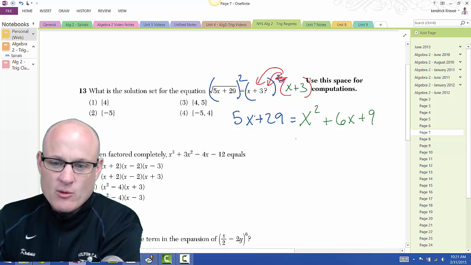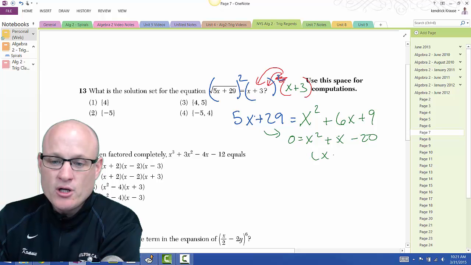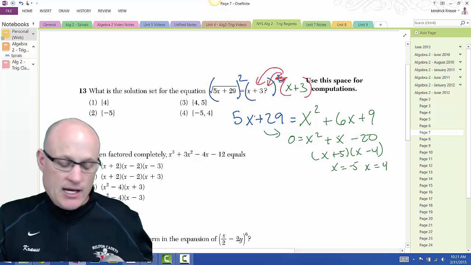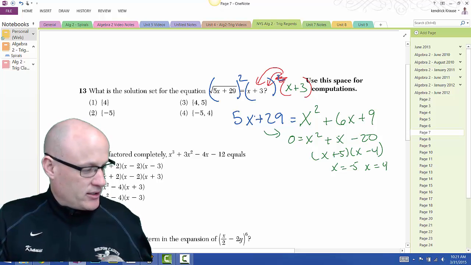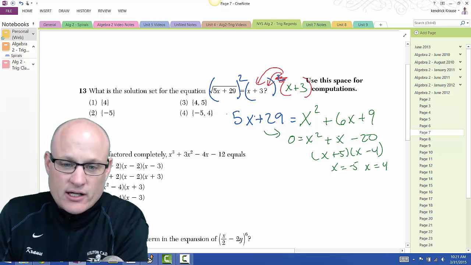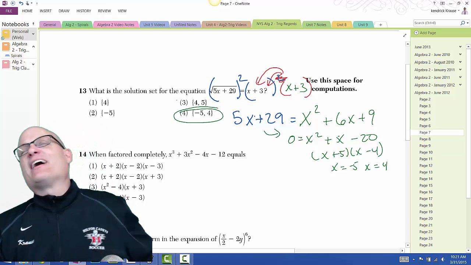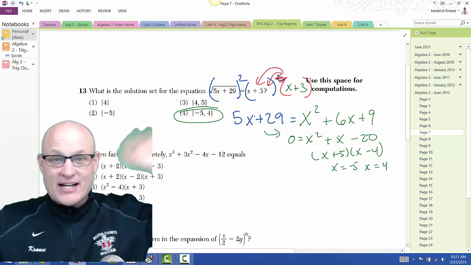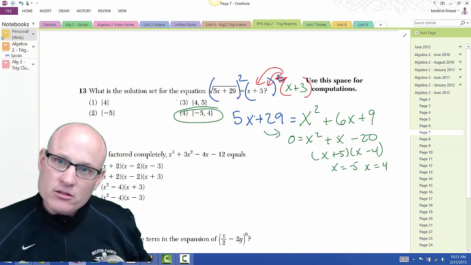Okay, so I want to move all this stuff over, so I get 0 equals x squared plus x minus 20. Factor it, x plus 5, x minus 4, and I get 2 answers, x equals negative 5 and x equals positive 4. And then I get an answer, and I come over here, and I say, oh, there it is, x equals negative 5 and positive 4. Oh my God, algebra 2 is so easy. I got it, I can factor. And you get the wrong answer!